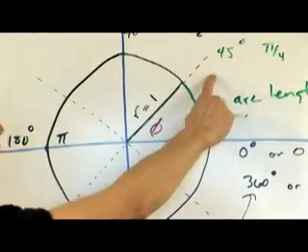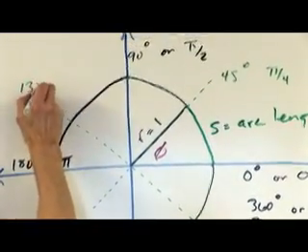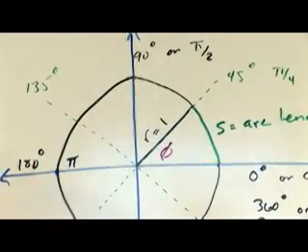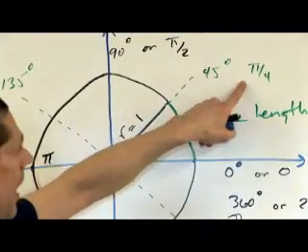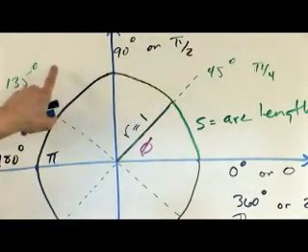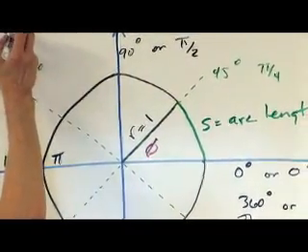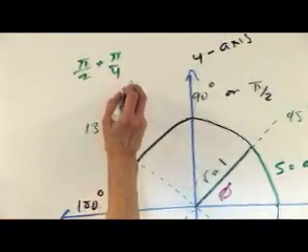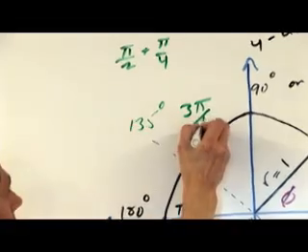So what do we do? 45 plus 45 is 90. 90 plus 45 is 135 degrees. How many radians is this? Well, every 45 degrees is pi over 4, so this is pi over 4 plus pi over 4, which is pi over 2, plus pi over 4, so this is pi over 2 plus pi over 4. This is the same as 3 pi fourths radians.